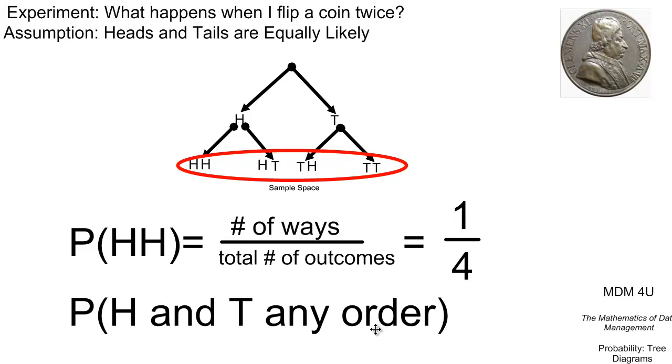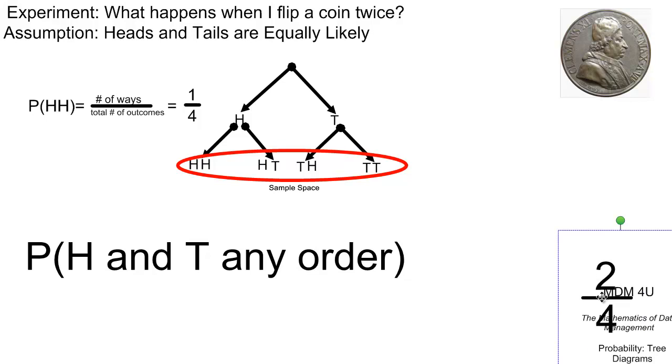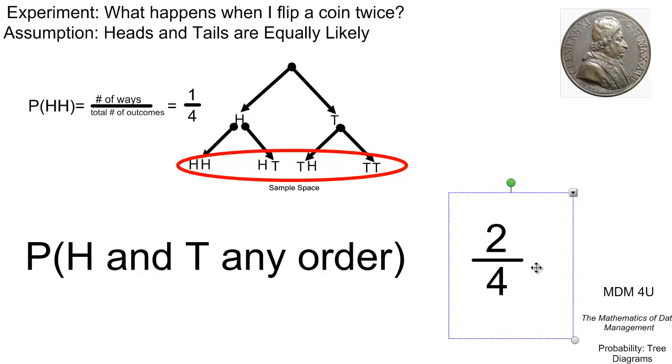And so my question to you is, what's the probability of getting a head and a tail in any order? In other words, a head and tail, or a tail and a head. If you said the probability was 2 out of 4, or 1/2, you are absolutely right.